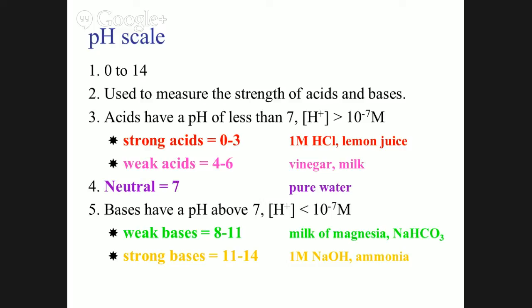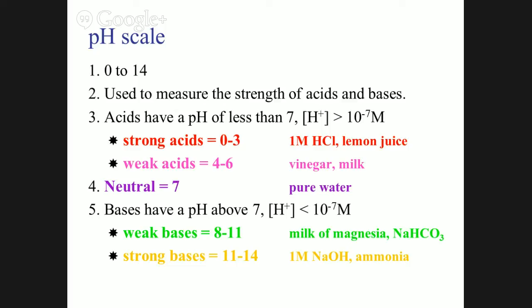And then we have some examples, and we have done some subdividing here. So we have our strong acids. Basically, they have pH values of 0 to 3. Our weak acids, 4 to 6. Our weak bases, 8 to 11. And our strong bases, 11 to 14. Now, they do not have to have whole numbers. We're just simplifying things here by talking about the whole numbers.